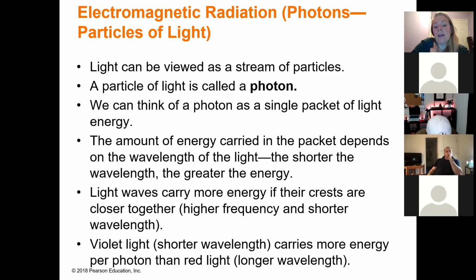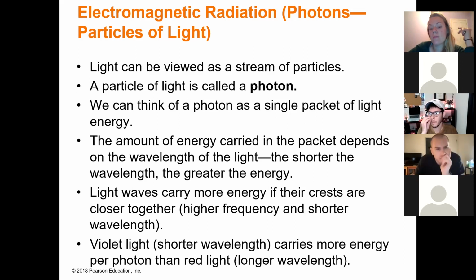So light waves carry more energy if their crests are closer together. That is another concept you want to layer on top of wavelength and frequency: energy is higher when your frequency is higher, or energy is higher when your wavelength is shorter, because you're getting hit with more waves faster. So violet light has a shorter wavelength, which means it carries more energy per photon than red light.